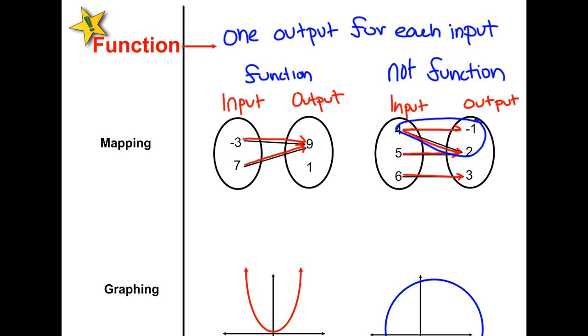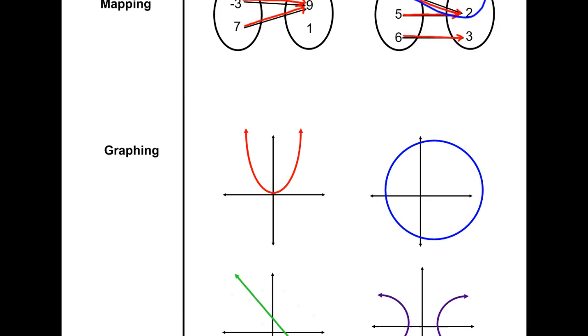So if you guys look, it might get a little confusing. Over on the first one, we have the same output with multiple inputs. That's okay. You can still have a function with the same output with different inputs, but you can't have it the opposite way. You can't have one input with two outputs.